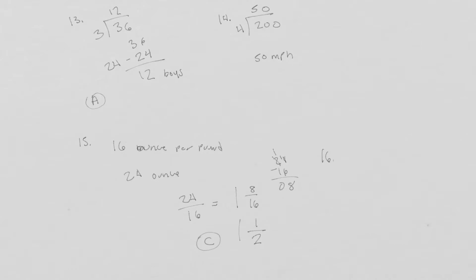Alright, number 16. The sales tax of 8% on a purchase of $12 is, so this is 12 times 0.08, 8 times 2 is 16, 8 times 1 is 8, plus 1 is 9, count 2 decimal places, 96 cents, which is answer B.